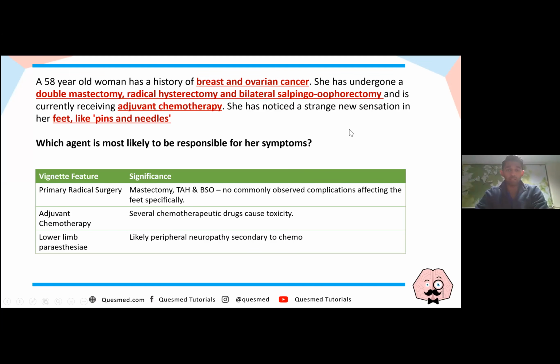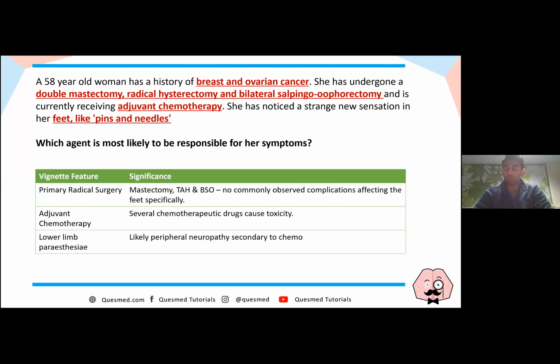Within the vignette, what you have is a lady with breast and ovarian cancer. Okay, she's had a primary therapy, which is radical surgery. So double mastectomy. Radical hysterectomy means total abdominal, as well as both of your ovaries, so bilateral, and fallopian tubes, bilateral salpingo-oophorectomy. Okay, the surgery is not the cause of her new symptoms. Her new symptoms are pins and needles in the feet. That is a type of paresthesia.